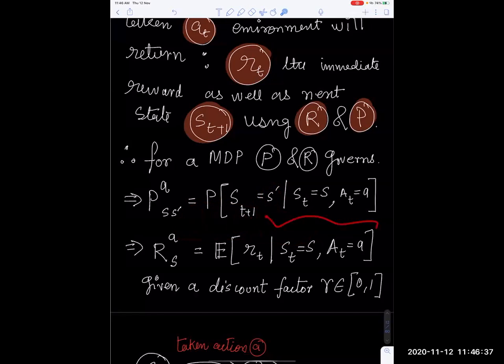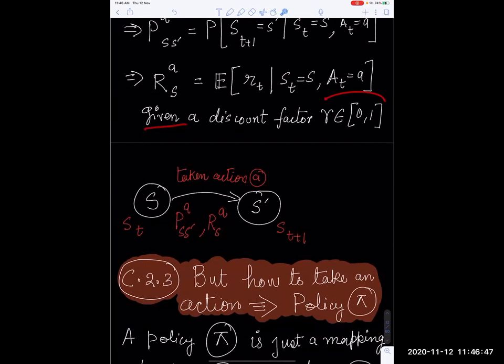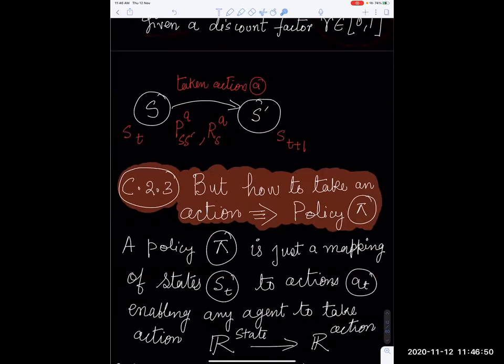Depending upon that, what is the expected reward that you are going to get, given a discount? The discount function we will again talk about. So at state S, I take an action A and go to S dash. Using this state transition and the reward function, I will get the expected reward as well as the next state.